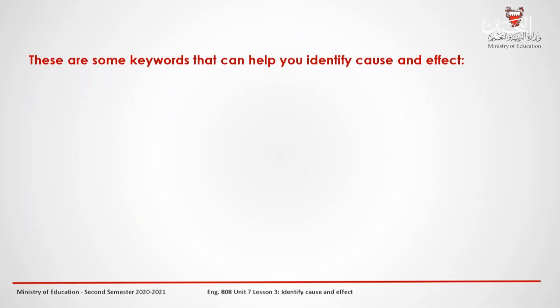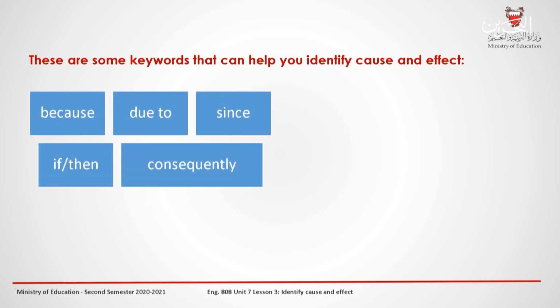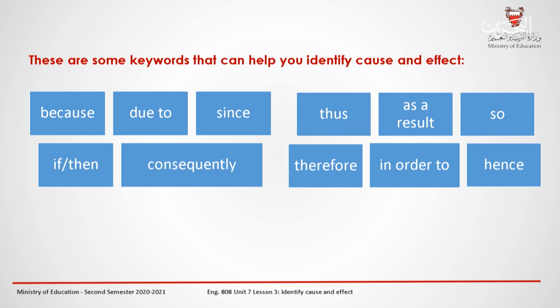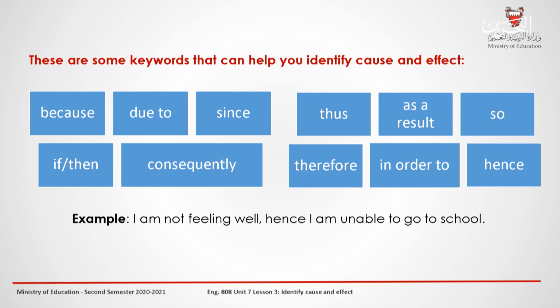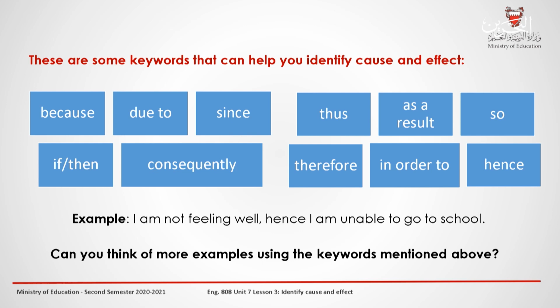There are some keywords that can help you identify cause and effect. Words like because, due to, since, if or then, consequently indicate causes, while words like thus, as a result, so, therefore, in order to, and hence indicate effects. Here is an example for you. I am not feeling well, hence I'm unable to go to school. Now, can you think of more examples using the keywords mentioned above?